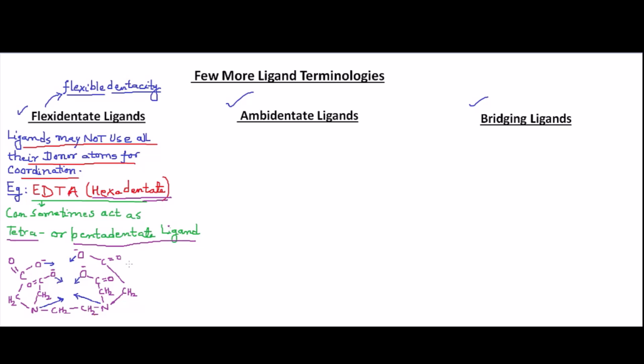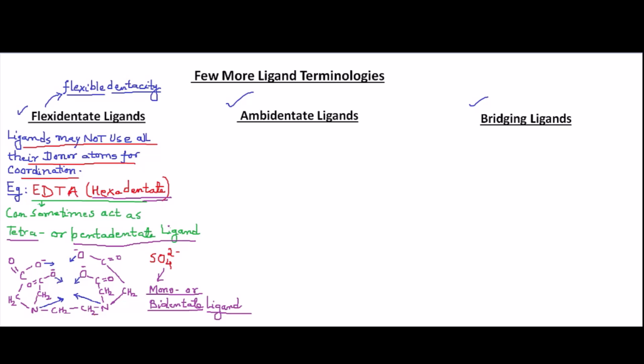One more example is the sulfate ligand, which can act as either a monodentate or a bidentate ligand in different complexes. That is why sulfate can also be categorized as a flexidentate ligand.